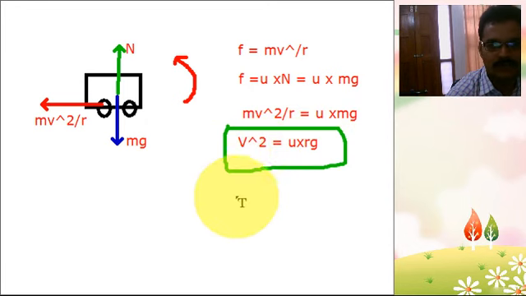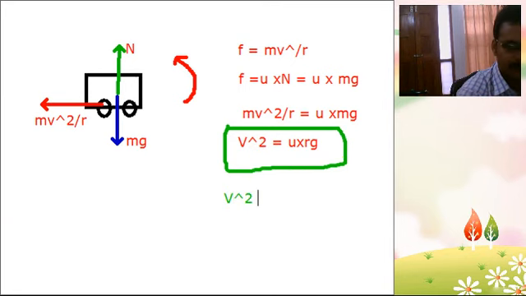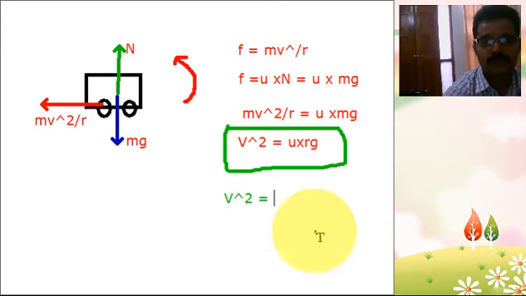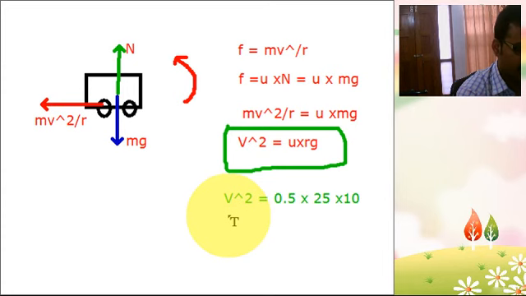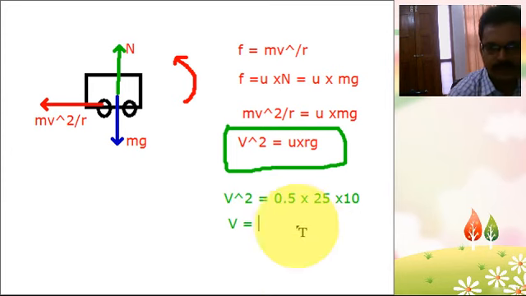Okay, let me solve. Therefore v squared equals, the coefficient of static friction is given to you, which is 0.5, into radius 25 meters, into g, always 10. So v squared equals 0.5 into 25 into 10. So therefore v equals, you will get 25 into 5, 125.